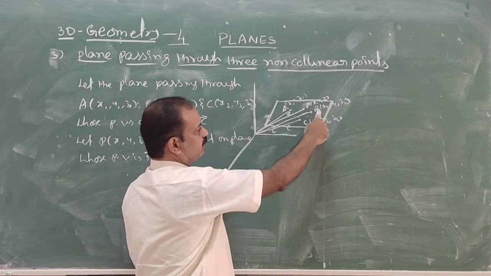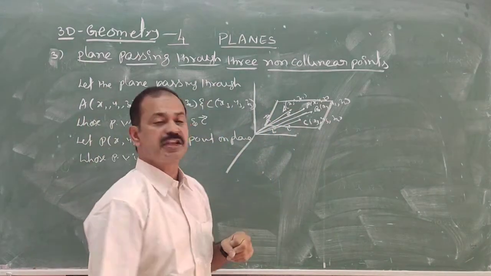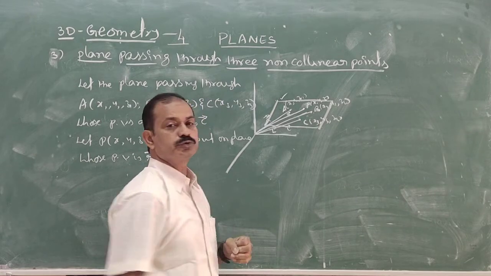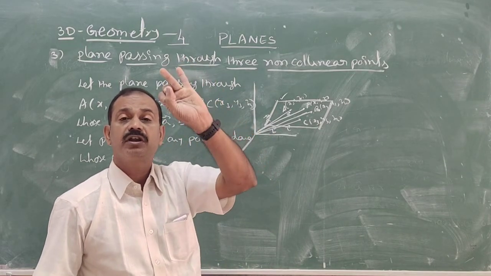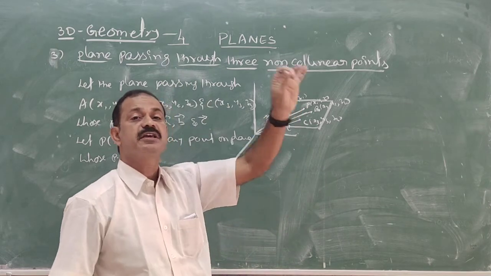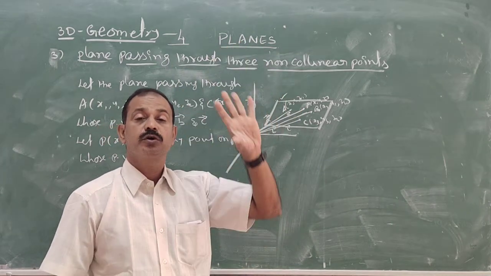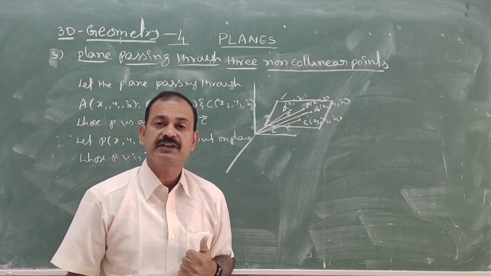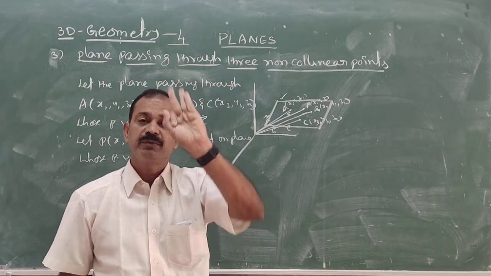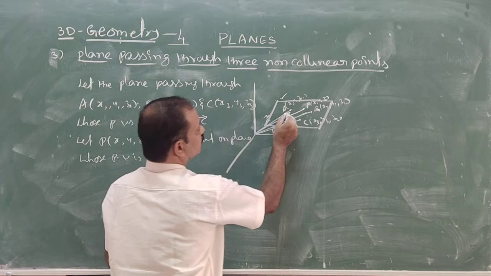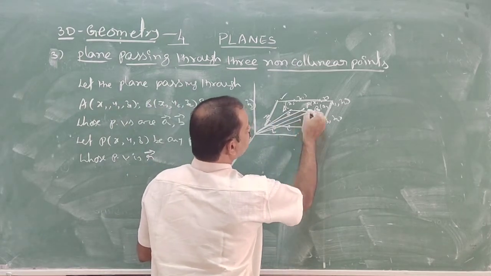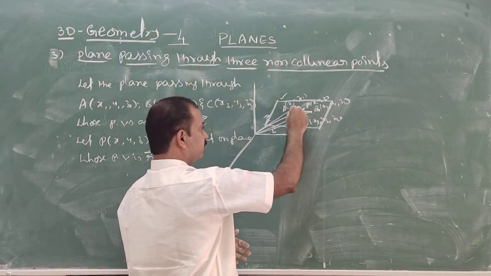Passing through a point: 3 points are there, I can take any point. So let me choose A. The perpendicular vector is not given. I have to trace the perpendicular vector. So how can I trace it? From the 3 given points only. So the best way is to make a vector AB and make a vector AC.